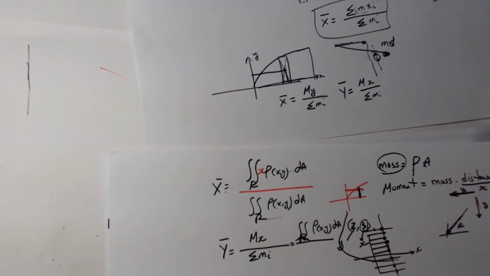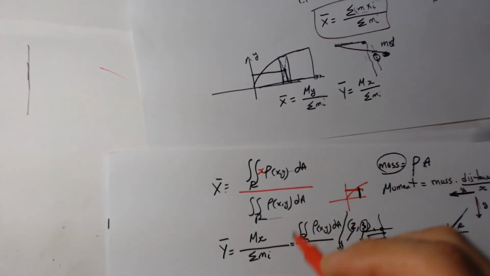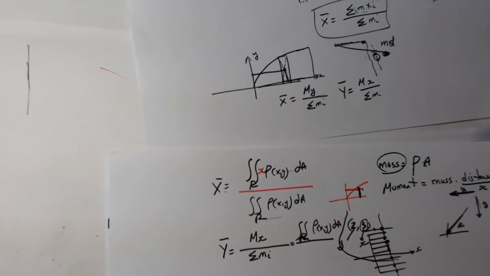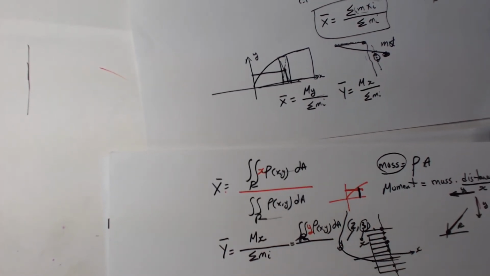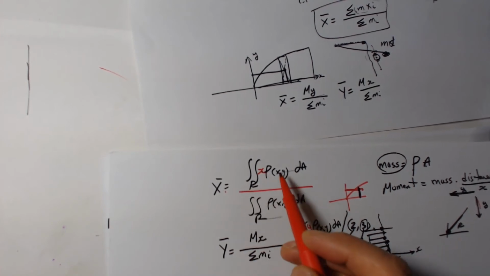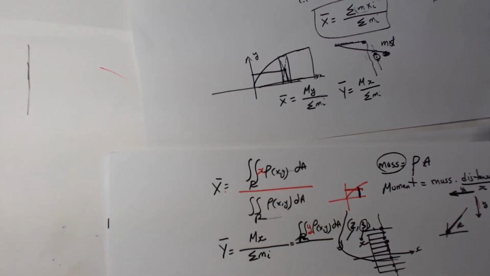But I need a distance. The y bar is a distance from the x, so it is the moment about the x, and the distance from the x is the y value. And this one was the moment about the y, and the distance is x. And on the bottom is exactly the mass, which is the region of rho xy dA.